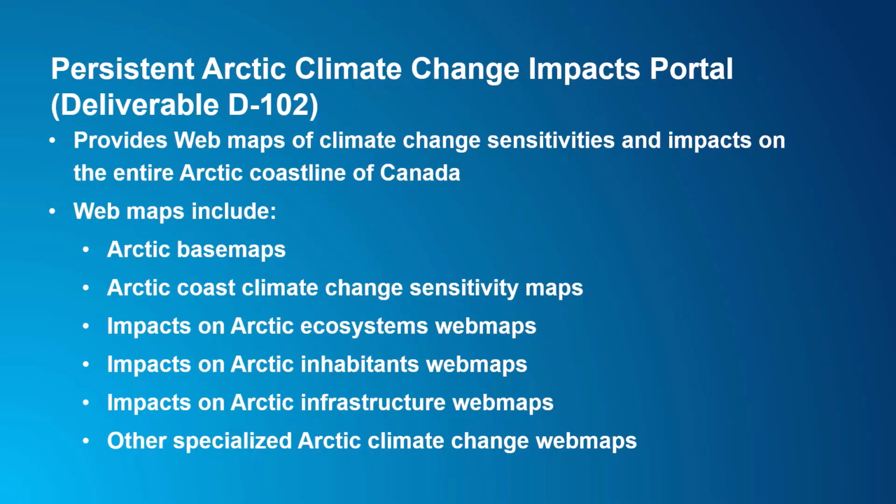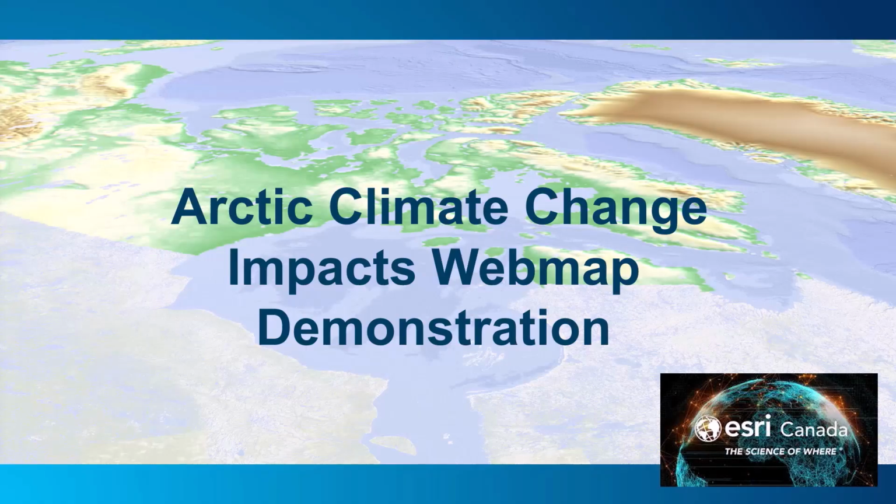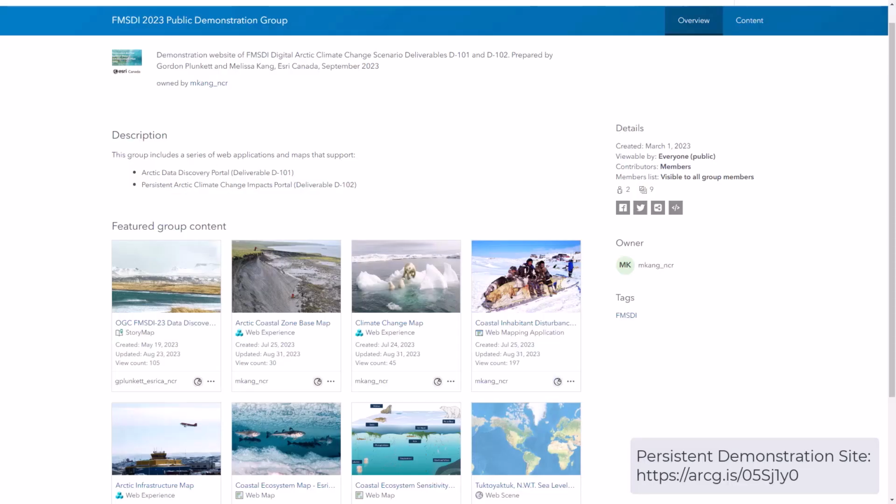We developed a persistent demonstration portal to provide a series of maps illustrating impacts of climate change on the Canadian Arctic coastline. One challenge of this project is to gather dispersed existing and newly published web services across large geographic extent and display them in web maps with good performance for user interaction. These tables show the web services, including OGC standard ones, used in each map. The demonstration site is an ArcGIS Online group where users can view a series of maps and applications.